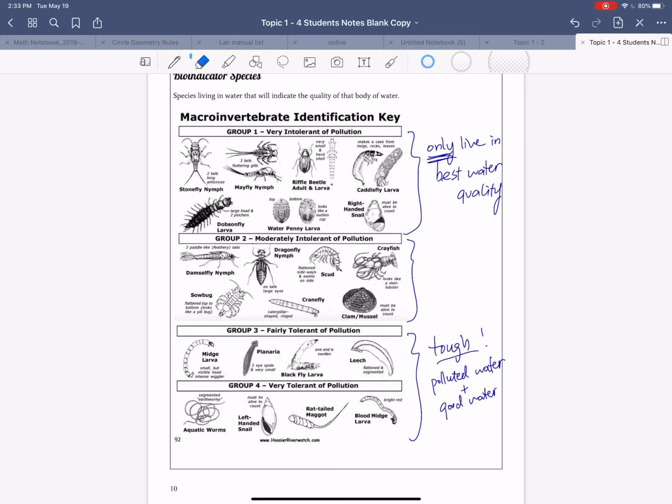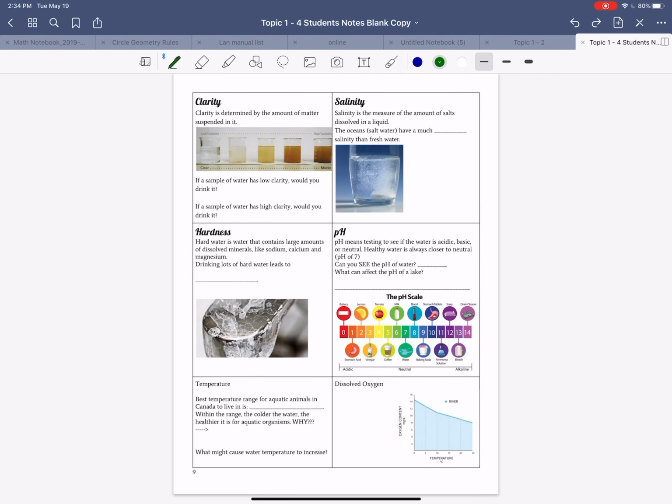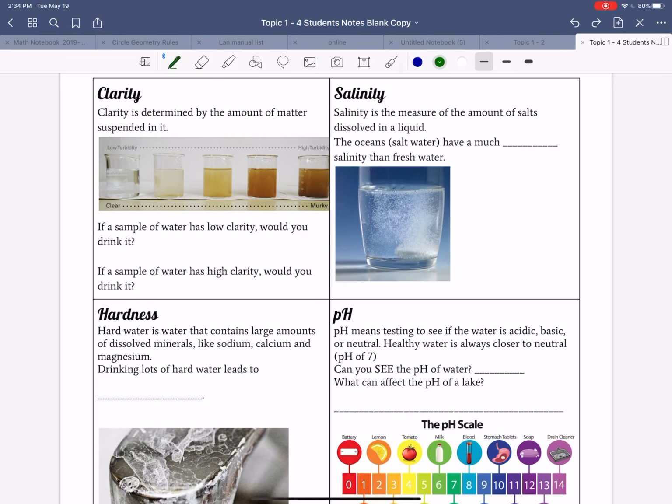So we use how much of each category of species we can find to make sure that, oh, this water quality is good. So these ones are basically what we look for when we decide whether the water quality is desirable. Okay, let's go back to the details of each one.